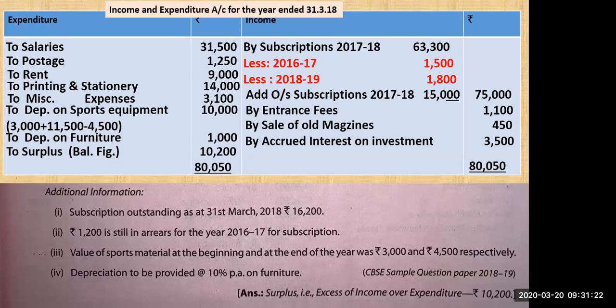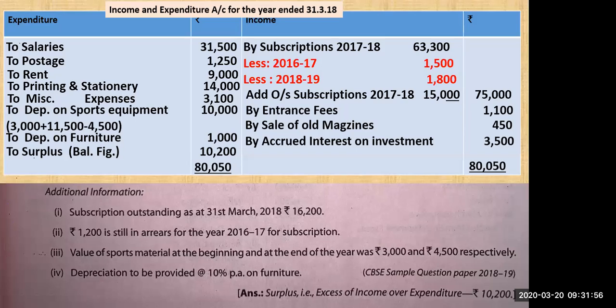So 60,000 were given, out of which subscription outstanding on 31st March 2018 were 16,200. So this is 16,200 and 1,200 is still in arrears for subscription. Is it clear? So we assume that this 1,200 we have received with this amount. So we will not show this in the closing balance sheet. So 16,200 minus 1,200, so 15,000 are still outstanding.